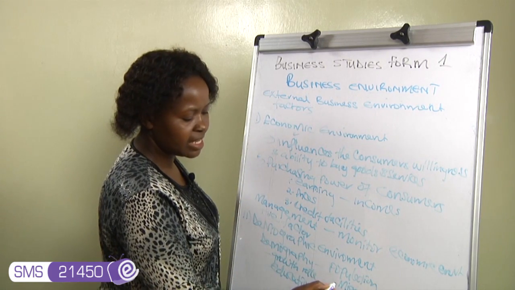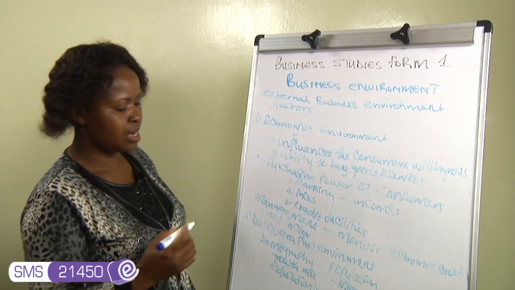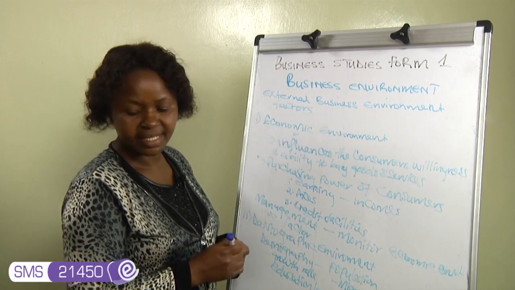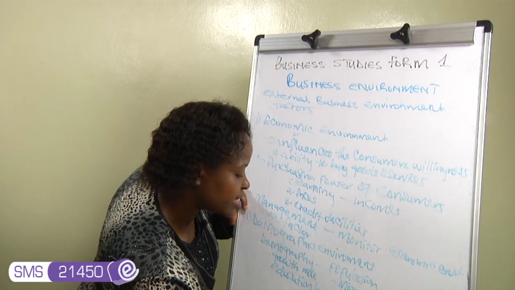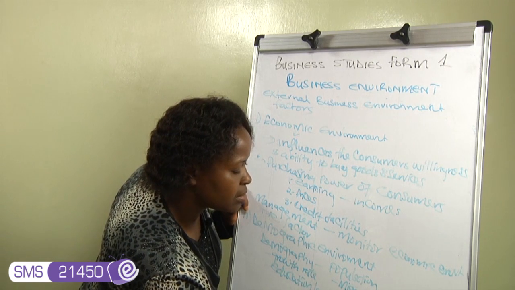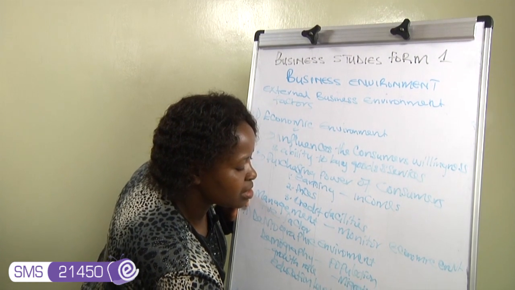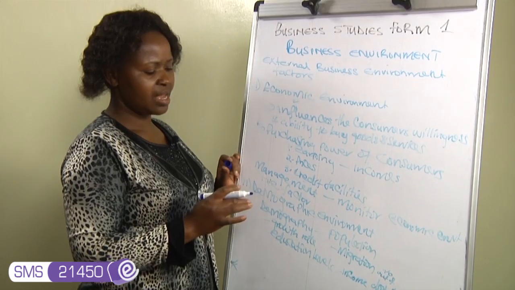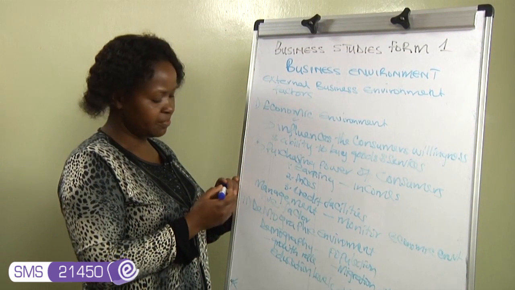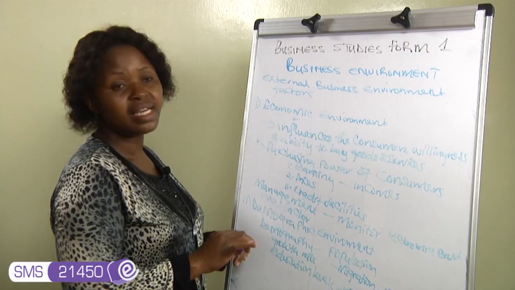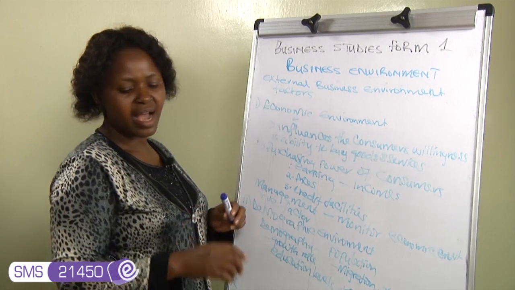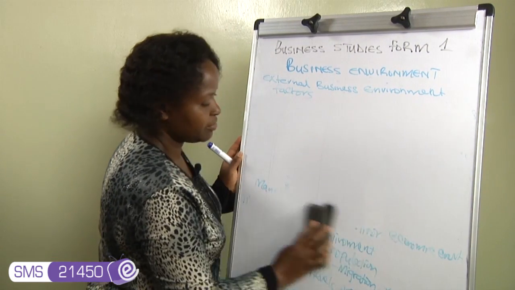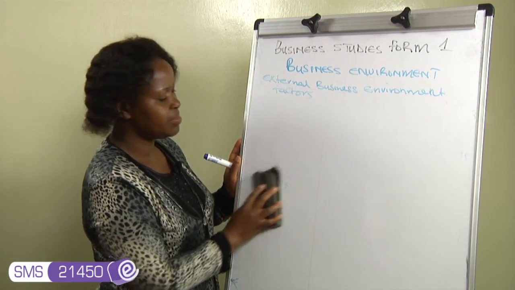So we need to study the population and see whether we have an increase in population or a decrease. We can also look at the income distribution amongst the population. If the income is evenly distributed, the population will have a high purchasing power, and there will be a wider market for your goods as a business.